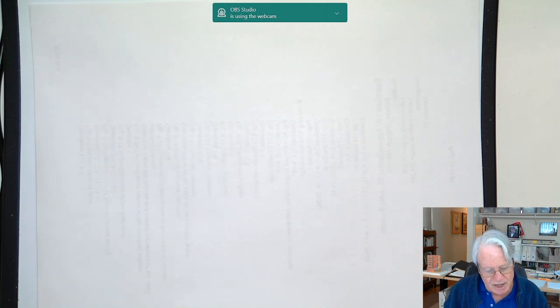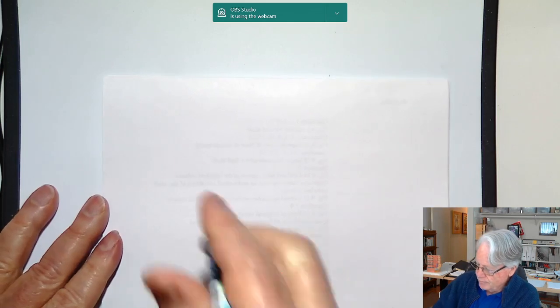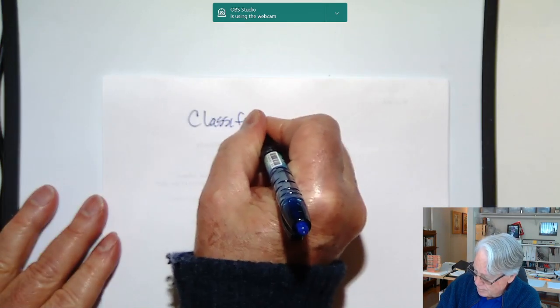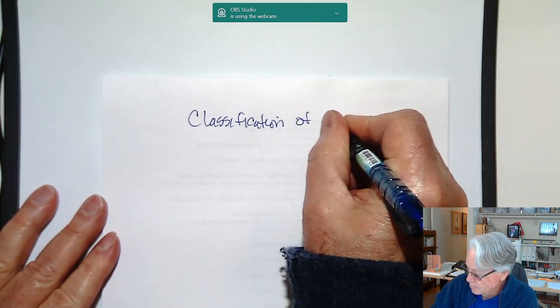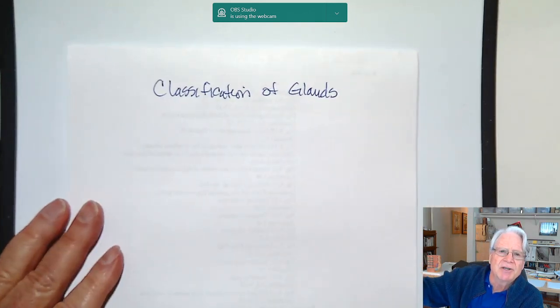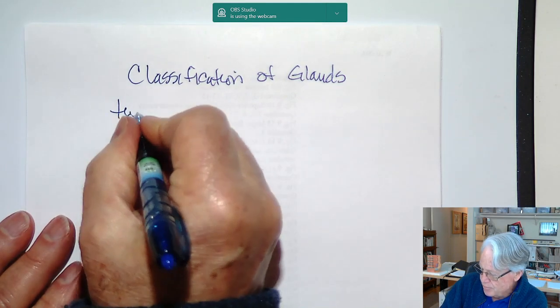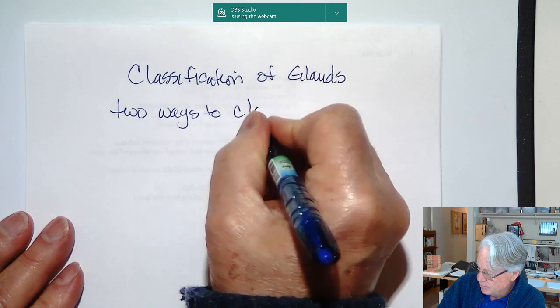All right. How do we classify glands? So, classification of glands. There are, in fact, two different ways in which we can classify glands. So two ways to classify.